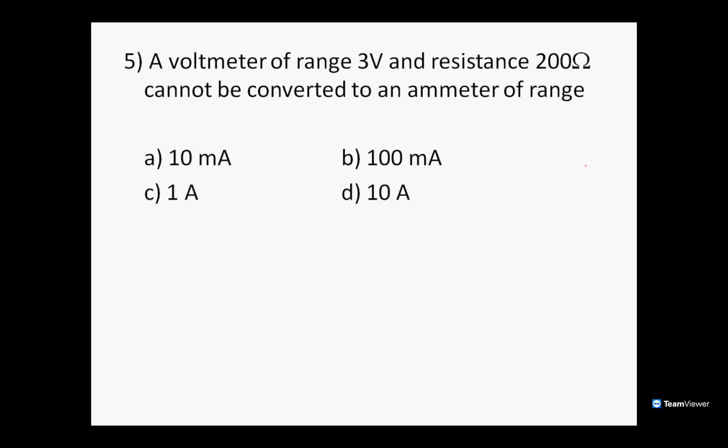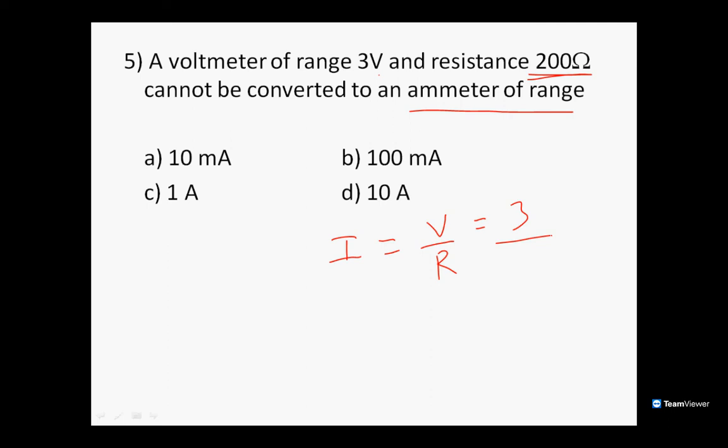5th question. A voltmeter of range 3 volt and resistance of 200 ohm cannot be converted into an ammeter of what range? Or you may use galvanometer also, no problem. You know the range of the voltmeter is 3 volt, and resistance is 200 ohm. And this will be I equal to V by R equal to 3 divided by what?